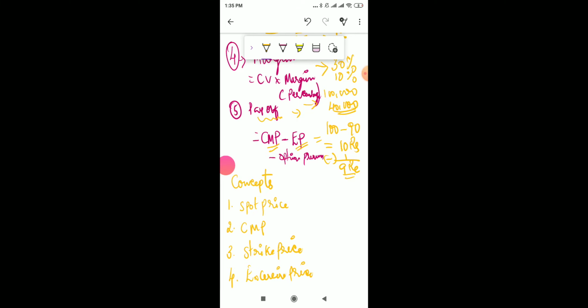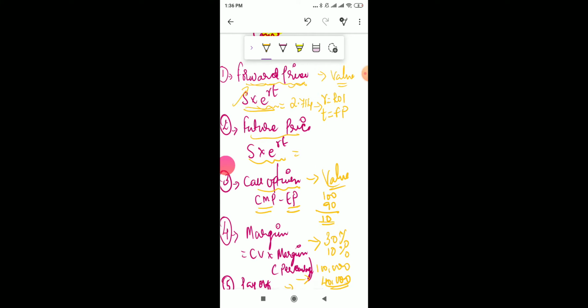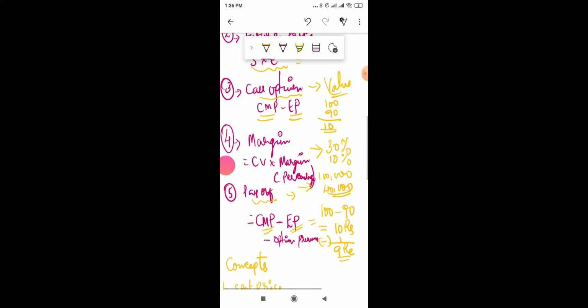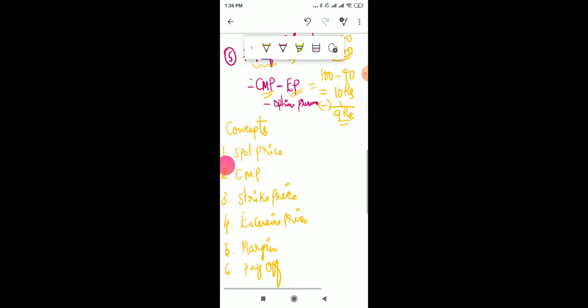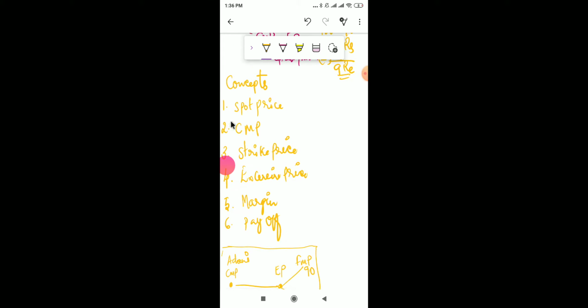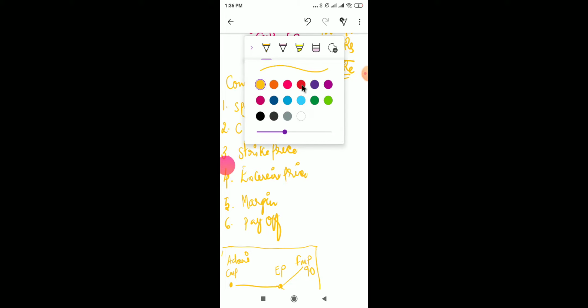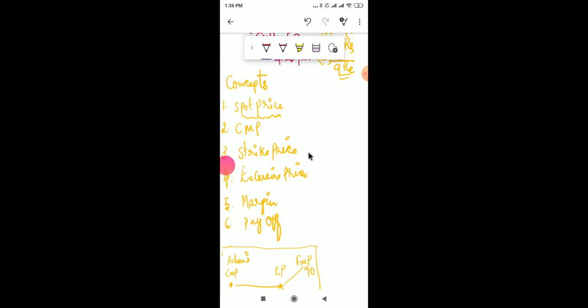In order to understand all these things, as I was telling you, spot price, current market price, exercise price, we will understand what all these are. Now, what is spot price? Spot price is the price that is quoted today in the stock market. If you take Infosys, Infosys is quoting 700 rupees today. That's the spot price.